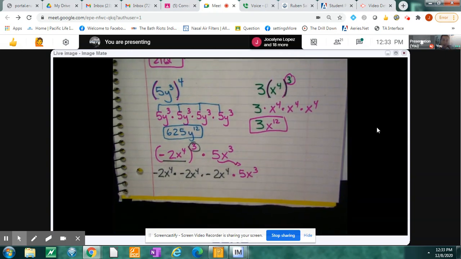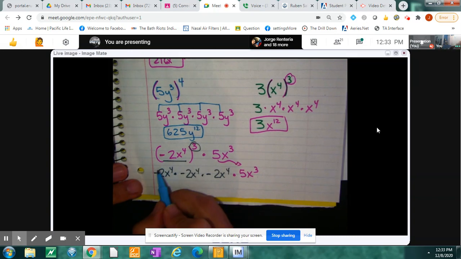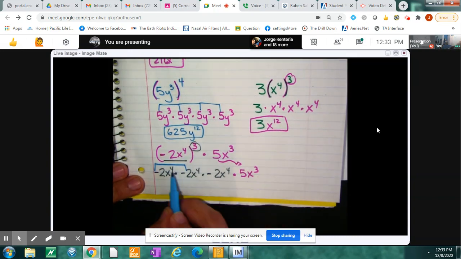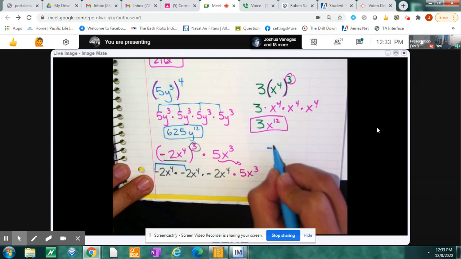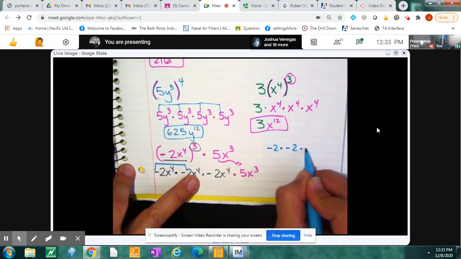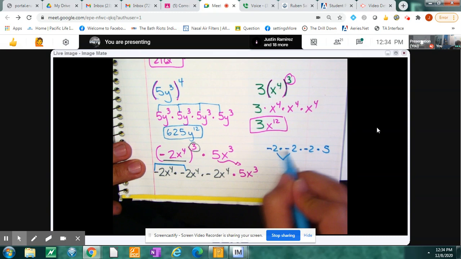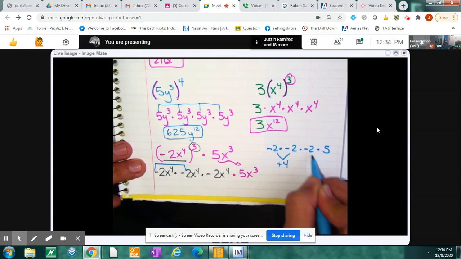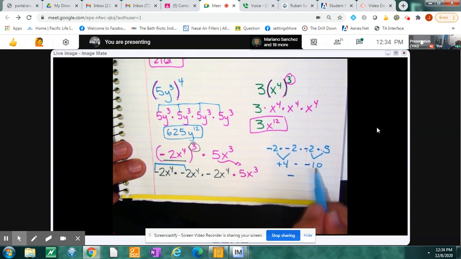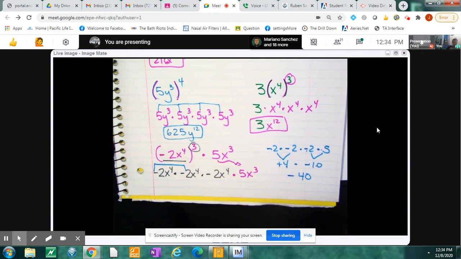So now what do you do? You multiply the numbers, right? Just like what we've been doing. All we're doing is setting it up. So negative times negative. Now, mister, can I just do this over here? Negative 2 times negative 2 times negative 2 times 5? Yeah, you could put it aside. That's no problem. Makes it easier. So negative times negative is a positive 4. And then negative times positive is negative 10. Right? Positive times negative is negative. And what's 4 times 10? 40.